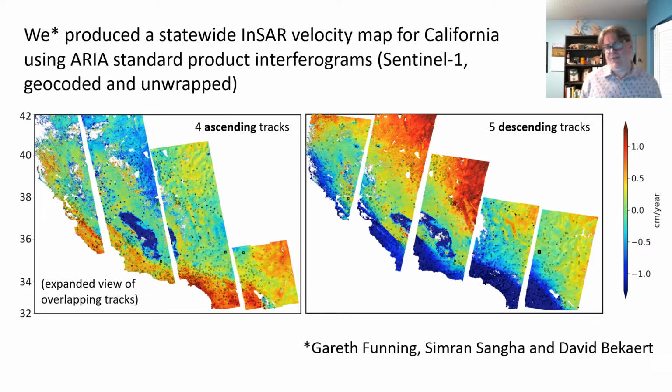The whole state of California is covered by 9 tracks of the Sentinel-1 satellite, 4 in the ascending geometry where the satellite's flying to the north, and 5 in the descending geometry where the satellite's flying to the south. And what we do then is we take these data, we take profiles through the data, and we try and estimate the offsets of those profiles and then solve for the creep rate from those.